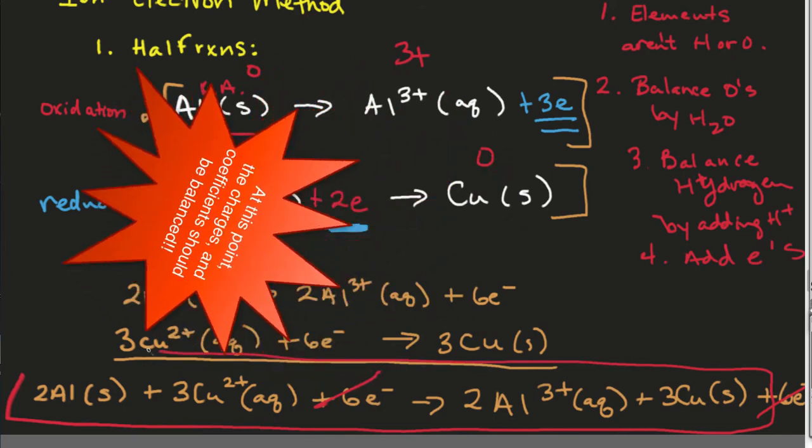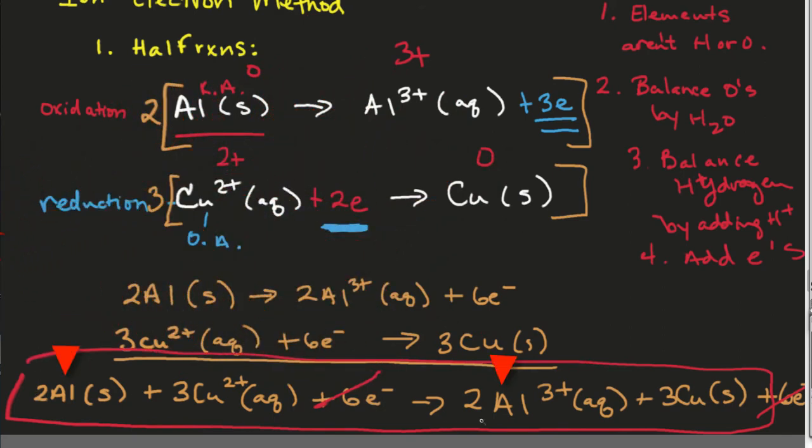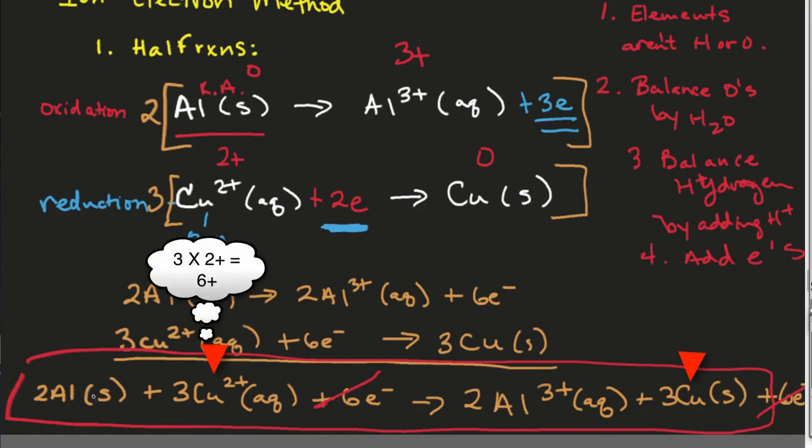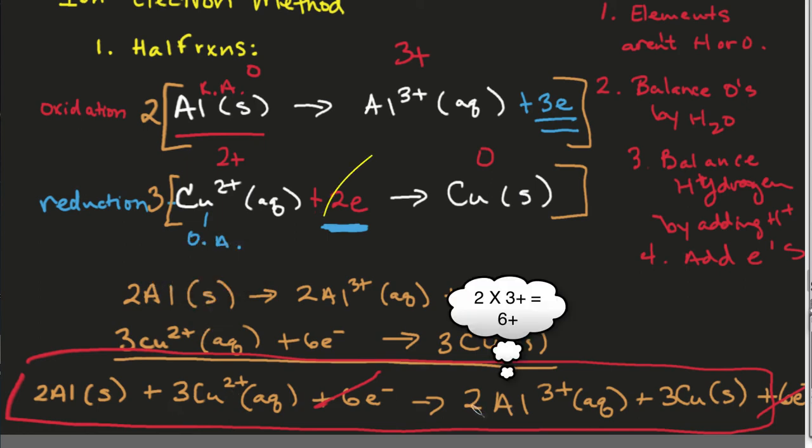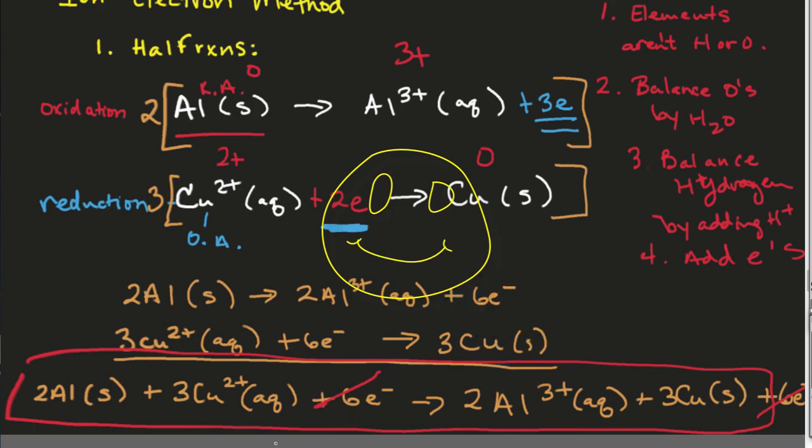And let's double check. We got 2 aluminums here, 2 aluminums there, 3 coppers here, 3 coppers there. The charge on the left is going to be 2 plus times 3, which is 6 plus. This is 2 times 3 plus, which is 6 plus. So we're good to go. All right? Do you understand?